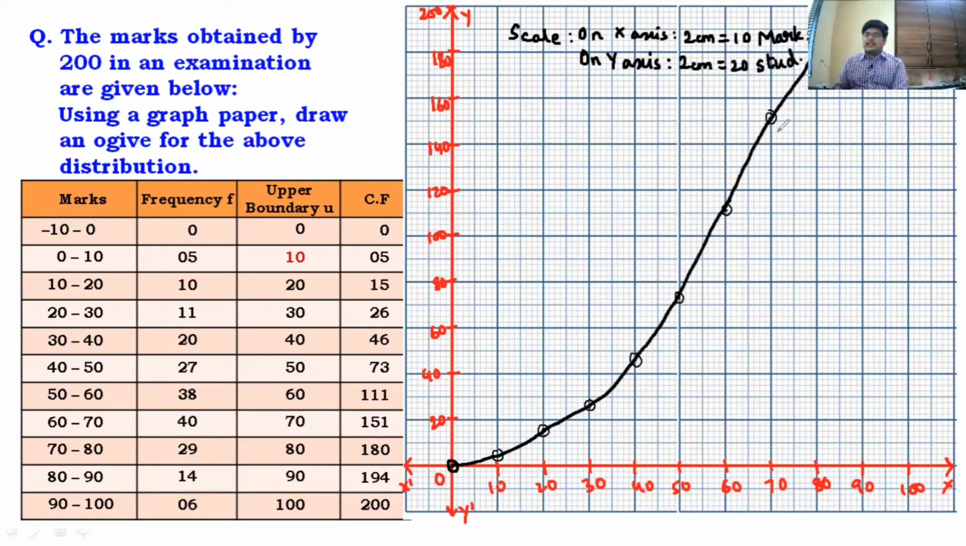Chalo. So that is the scale. And now that completes the ogive. But yes, you also have to mention the title of the x-axis, y-axis. So here the x-axis is marks. I'll make an arrow for that as well. The y-axis here is number of students.